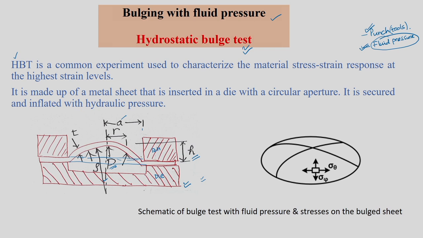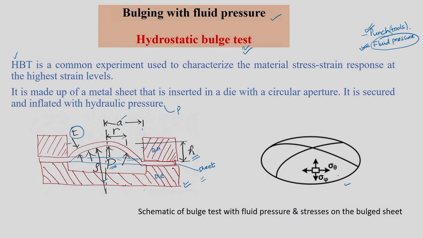You can see that it is made up of a metal sheet here. This is your sheet. It is a partially formed sheet that is inserted in a die with a circular aperture. So the die has a circular aperture at the center, you can see there is a hole, through which the material is going to deform. It is secured and deformed using an internal pressure, that is the fluid pressure P. Our main focus is this A region, on both the sides, and let us say the sheet thickness is t.